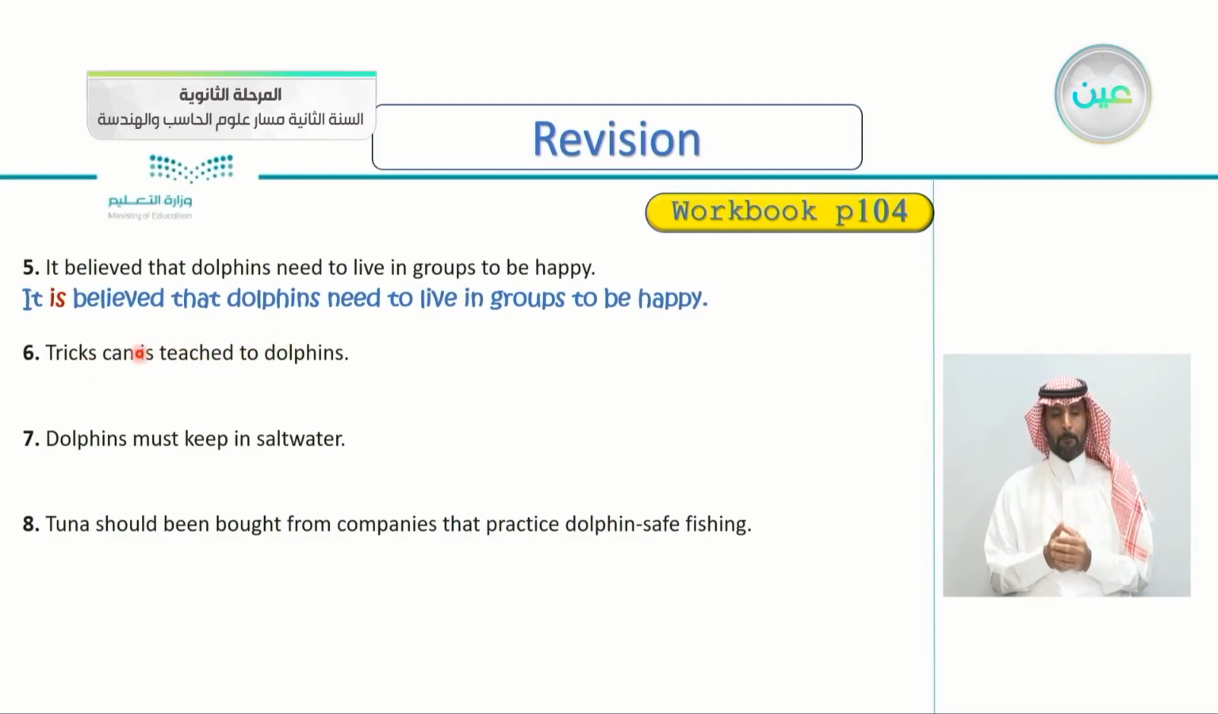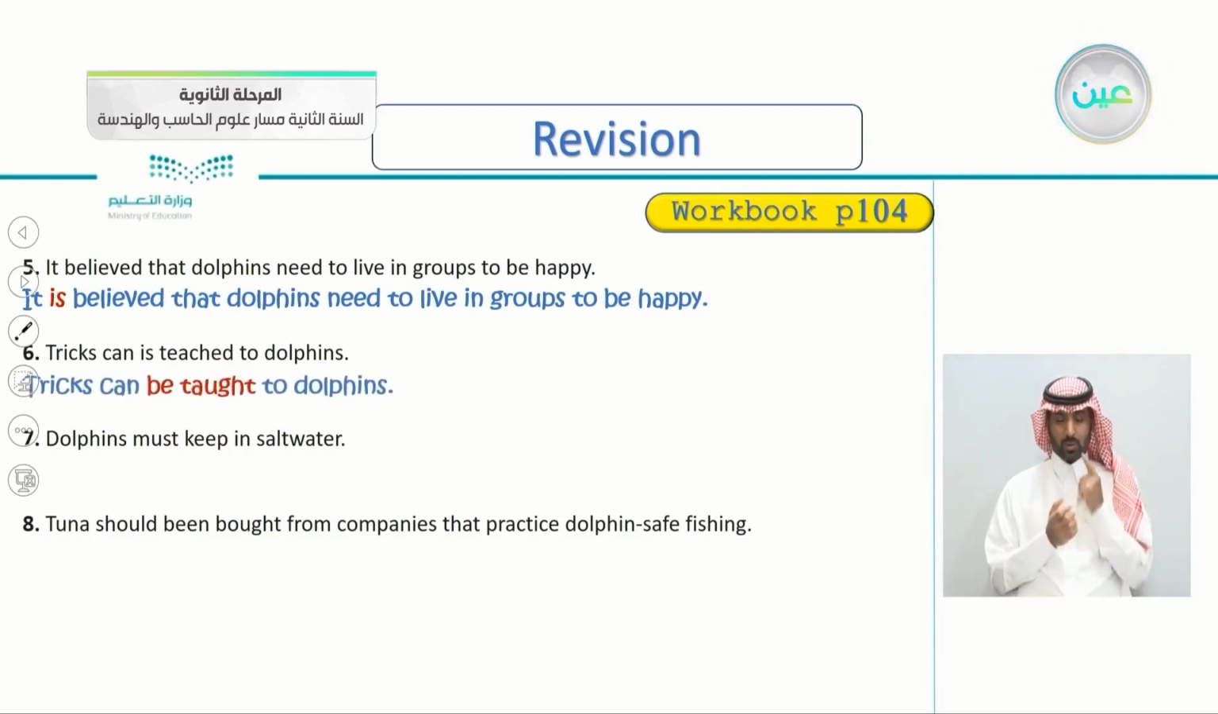I think you've noticed the chaos here. "Tricks can is teached." So what's the correct form? How do we correct it? Yes, tricks can be taught. We don't say "is," we write "be," and we don't say "teached," we say "taught," because "be" is followed by the past participle.